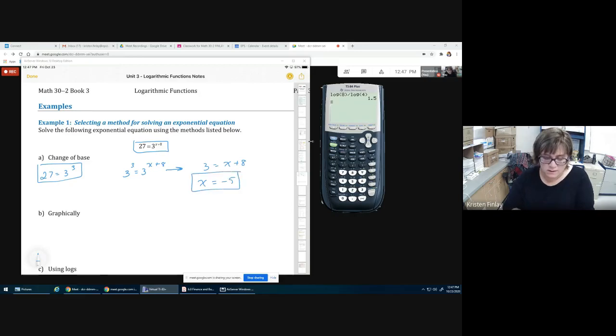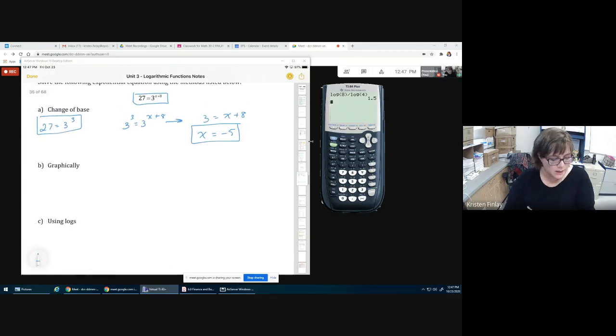Okay, that one's doable that way. For graphing, we're going to make y1 equal 27, y2 equals 3^(x+8). And so we'll put that in our calculator. So we have 27, 3 to the power of x plus 8. I'm going to change my window to make sure that y goes big enough, and I'm going to graph.